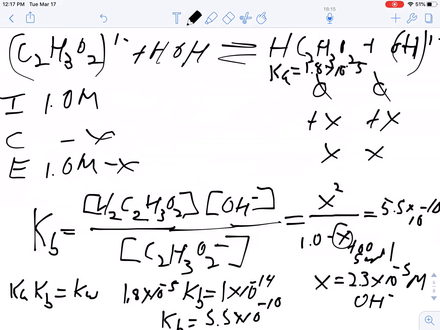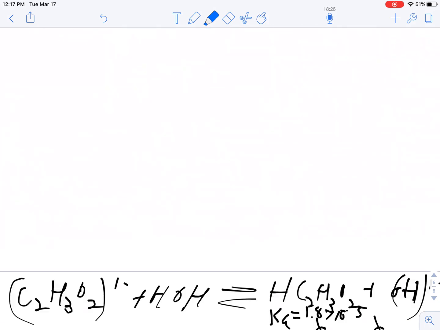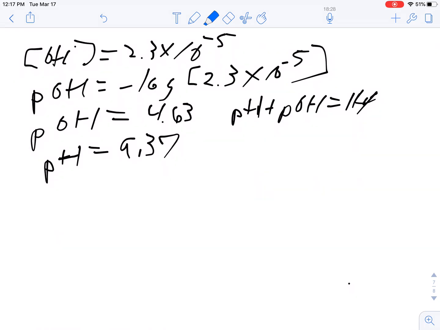If we go back, in the beginning, we said our solution should be basic. Well, is our solution basic? We got a pH of 9.37, so yes, our solution is basic. And again, this is what you would do if you had a salt in water to calculate its pH.